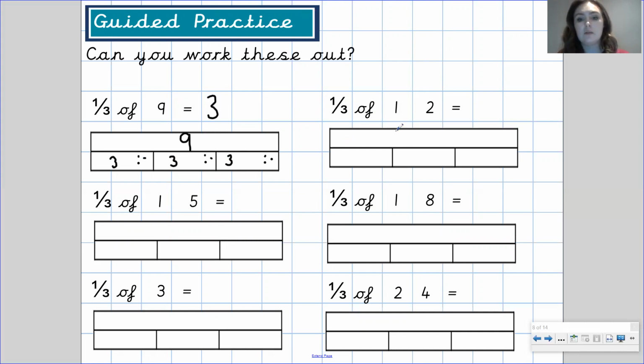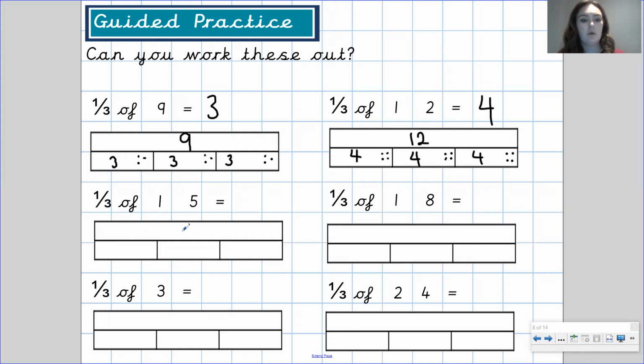So again, in the top bar, our whole is going to be 12, and we're going to share 12 out equally between 3 groups. So let's do that together. 1, 2, 3, 4, 5, 6, 7, 8, 9, 10, 11, 12. So then we can see that there are 4 in each part, which means 1/3 of 12 is going to be 4. Well done. Okay, let's have a go at finding a third of 15.